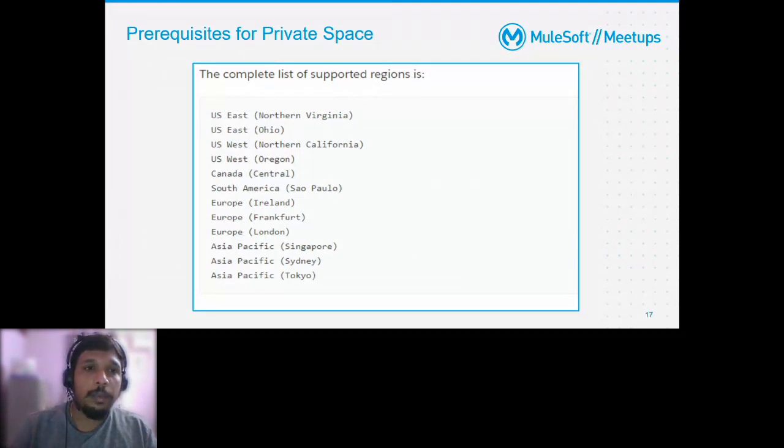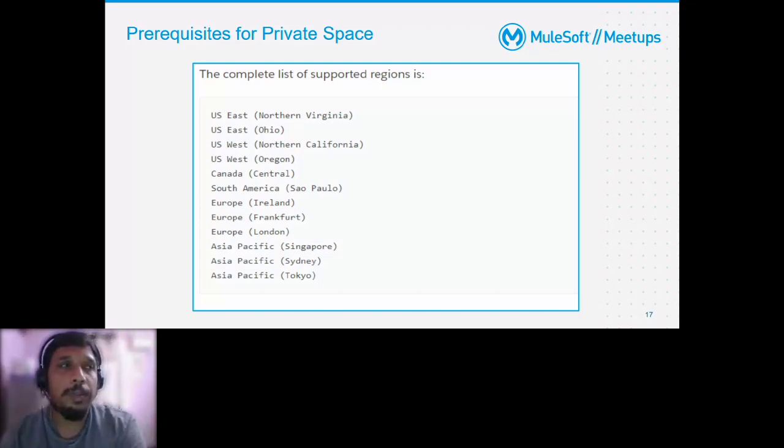And the next one is CIDR ranges. So this is an interesting topic that I would mention. Before understanding CIDR, first let's understand that when you create a private space, you should have some range of IPs allocated for that private space.